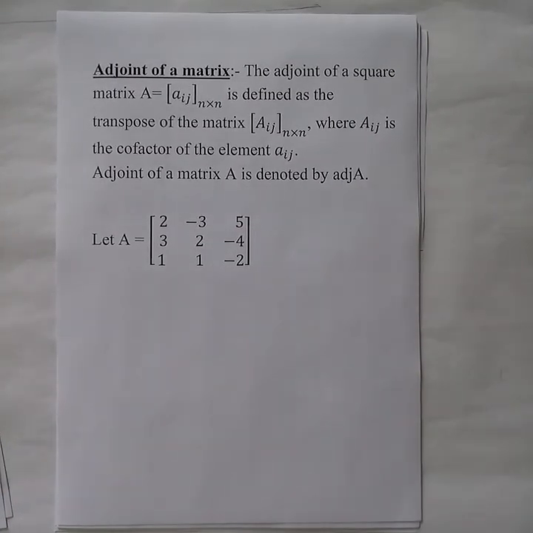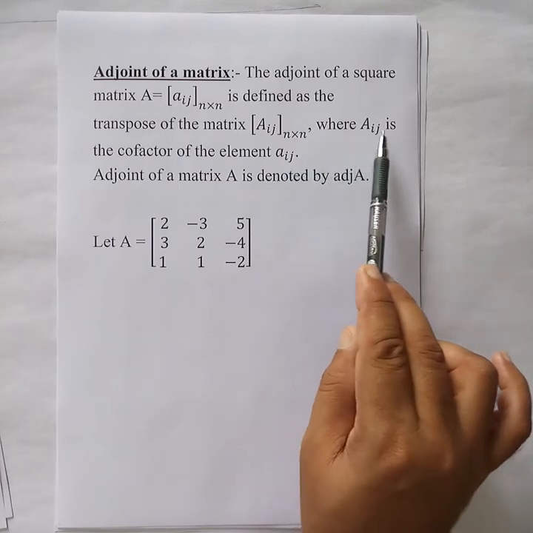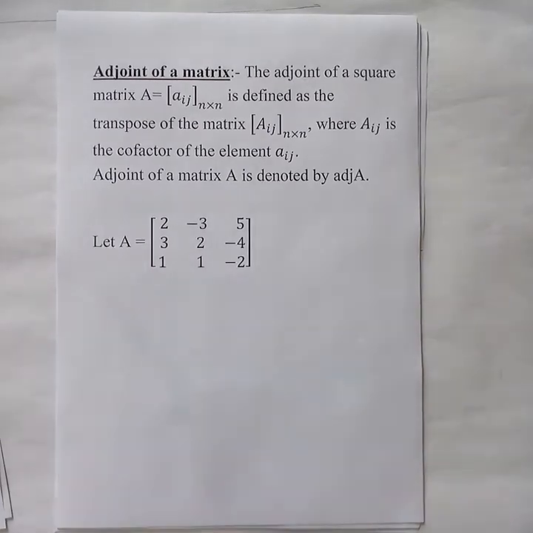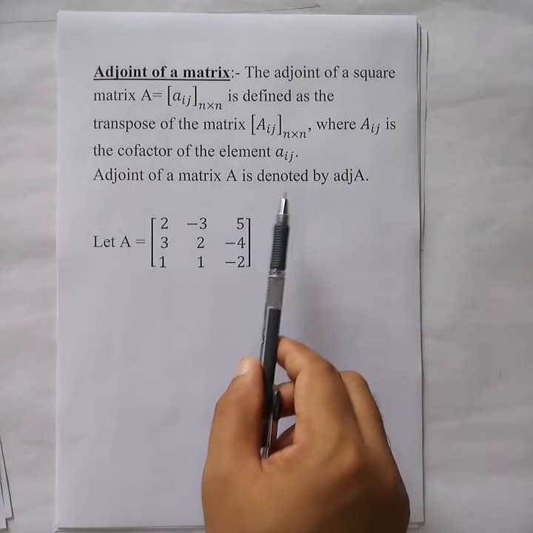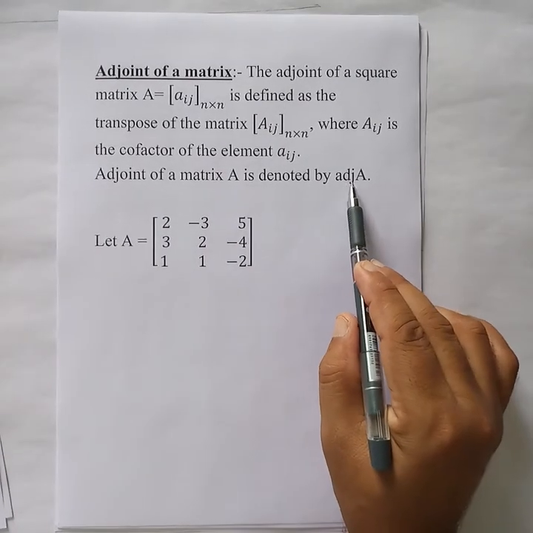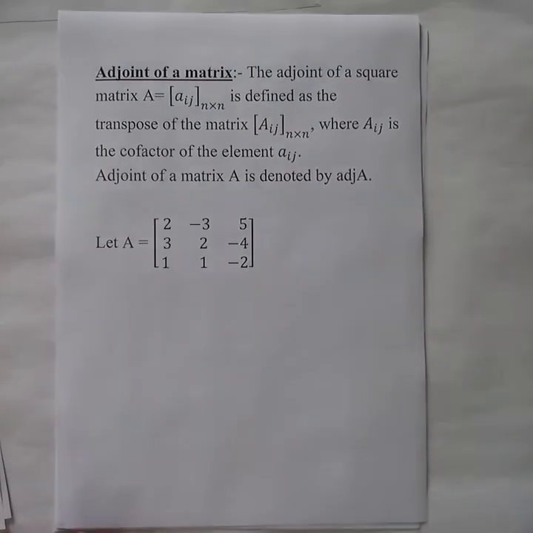Adjoint of a matrix. Definition is, the adjoint of a square matrix A is equal to matrix Aij, is defined as the transpose of the matrix capital Aij, where capital Aij is the cofactor of the element Aij. Adjoint of a matrix A is denoted by ADJ capital A, that is adjoint of matrix A.